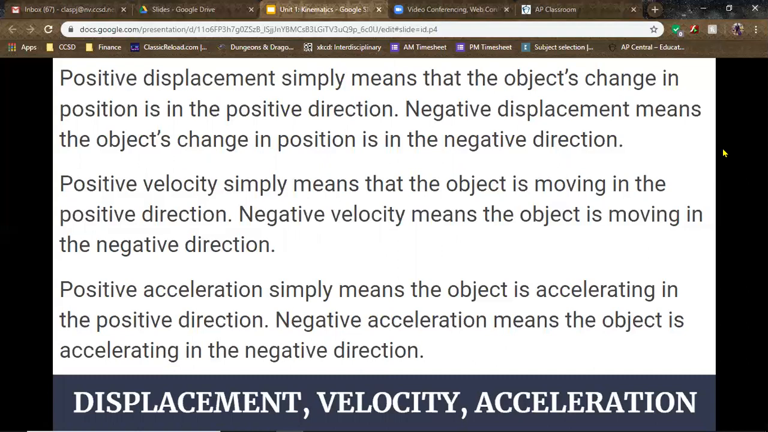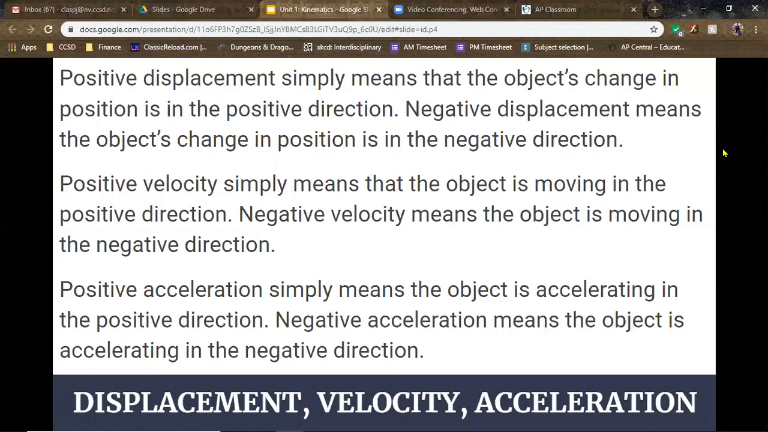Okay, negative displacement means the object's changing its position in the negative direction. Negative velocity means it's moving in the negative direction. Negative acceleration means it's accelerating in the negative direction, okay? As a reminder, we tend to refer to right and up as the positive direction. So right would be the positive x direction, and up would be the positive y direction. Left would be our negative x direction, and down would be our negative y direction. So just keep that in mind.